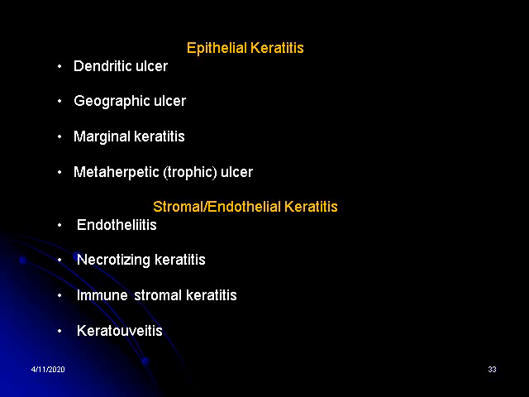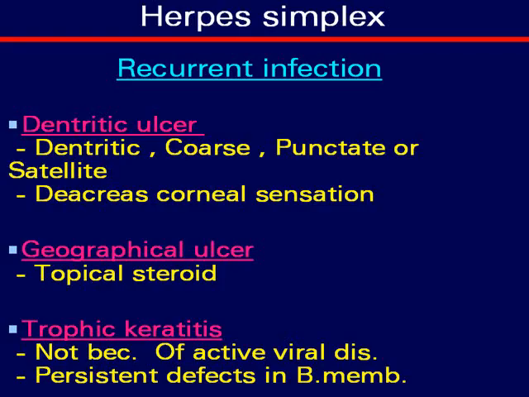Now the epithelial keratitis can be either dendritic ulcers or geographical. Geographical is just an amplification of the dendritic ulcer, a large, huge ulcer that ends up as a geographical ulcer due to the use of steroids. Marginal keratitis, or metaherpetic or trophic ulcers. Now, if the stroma or the endothelium is involved, it can give you endotheliitis, necrotizing keratitis, or immune stromal keratitis, also called disciform keratitis, or maybe end up as keratouveitis, that's uveitis with keratitis. So recurrent infection is more serious than the primary infection.